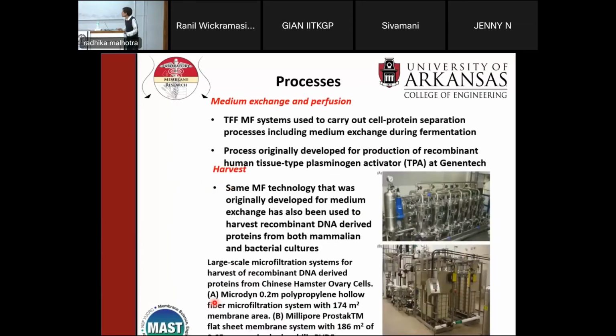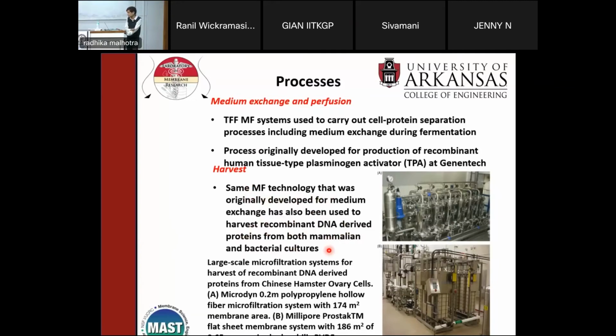Okay. So medium exchange and perfusion. Tangential flow microfiltration systems are used to carry out cell protein separation processes, including medium exchange during fermentation. The process was originally developed for production of recombinant human tissue plasminogen activator, or TPA, by Genentech. That was a long time ago when they were first used. And if you look at harvest, the same microfiltration technology that was originally developed for medium exchange has also been used to harvest recombinant DNA-derived proteins from mammalian cell cultures. We've talked quite a lot about that already, right?